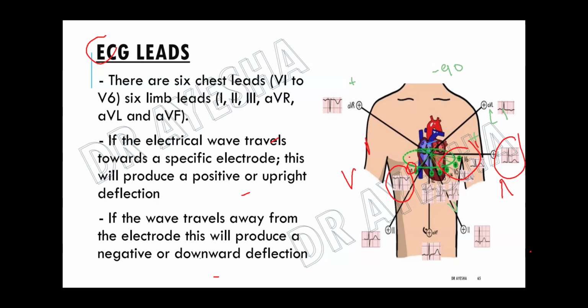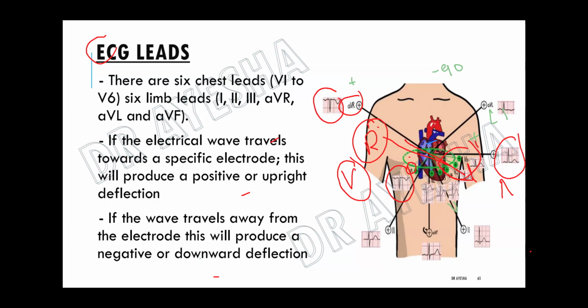So for the right side, the current is opposite. It is going towards the left. You are standing on the right, current is going towards the left. Because current is going away from this lead, that is why you get the negative deflection. Same with the AVR, it is placed on the right side of your limb, so it also detects negative.